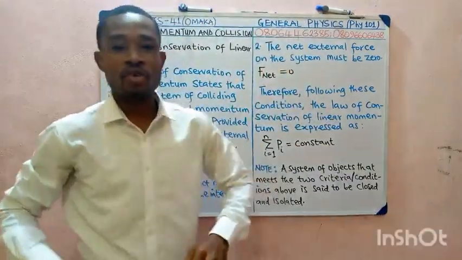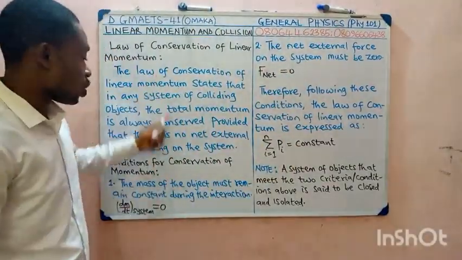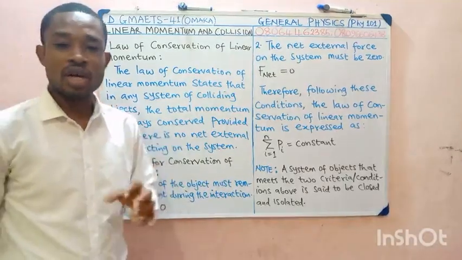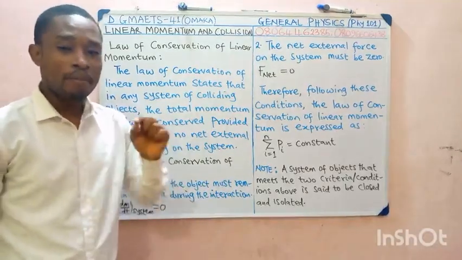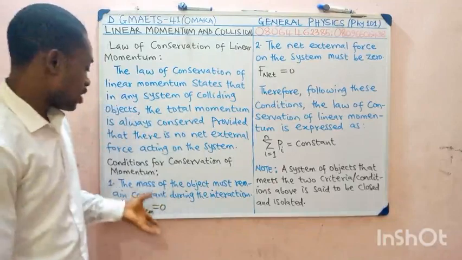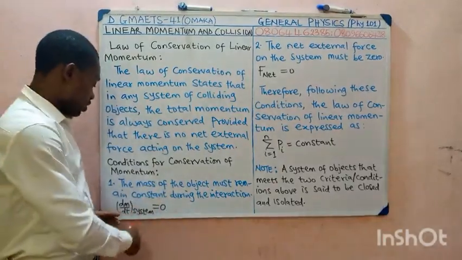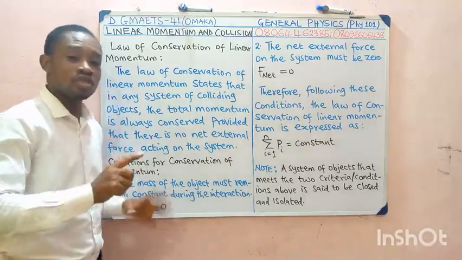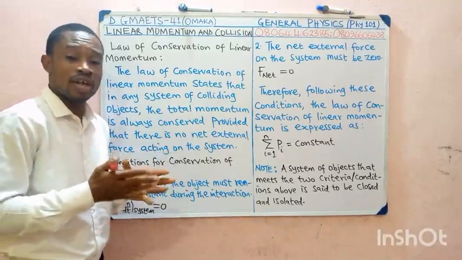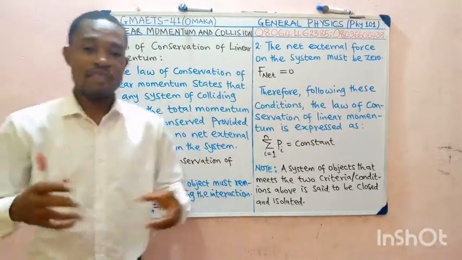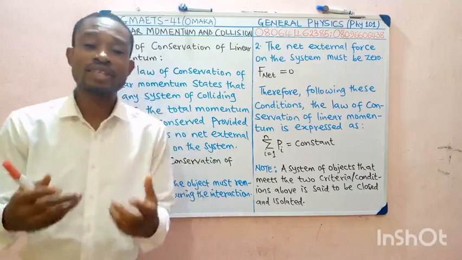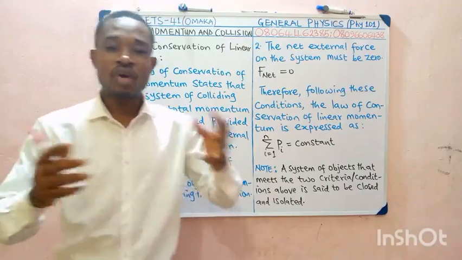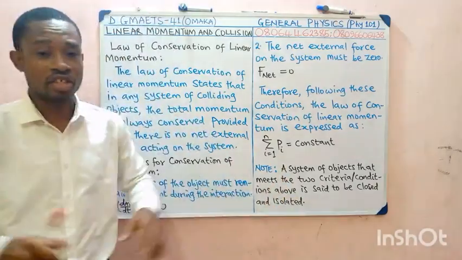Please, it's very important for us to know that for this law to hold, there are two requirements, two criteria that must be met. And these are the criteria. One of them is that the mass of the object must remain constant during the collision. During the interaction, these objects colliding, are you following? These objects that are interacting, their masses should be constant. That is, before and after collision, there should be no change in their mass.